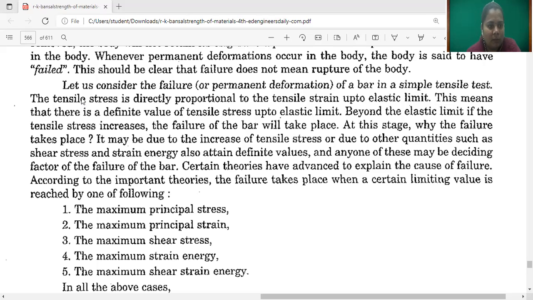Okay, so now we will see this last paragraph. Now we will consider the bar in permanent deformation. Permanent deformation means whenever we remove the load, the particular member does not regain its original shape and size. So this is permanent deformation of a bar in a simple tensile test. We will consider a simple tensile test.